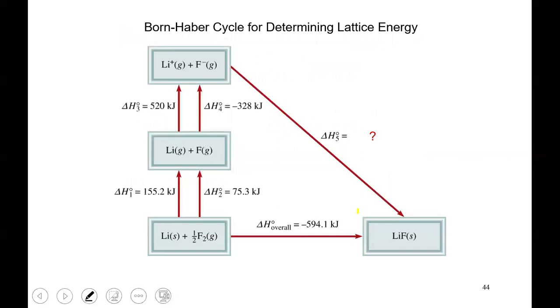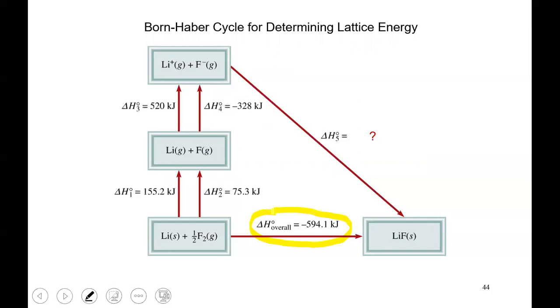Here's a representation of the Born-Haber cycle for the formation of lithium fluoride. Notice that we would start with the formation reaction, which we know already from tables. That is what it costs to make a mole of lithium fluoride from its constituent elements, and it has an enthalpy of minus 594.1. So what we're going to do is invent a path.